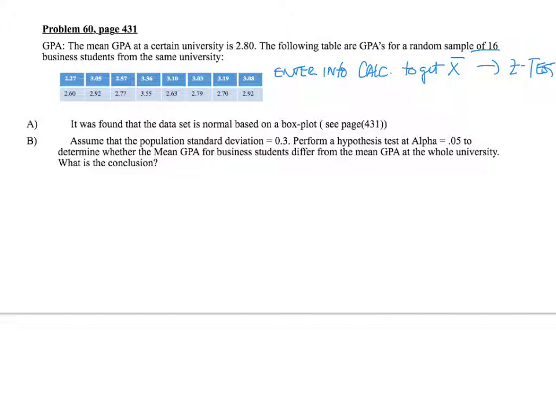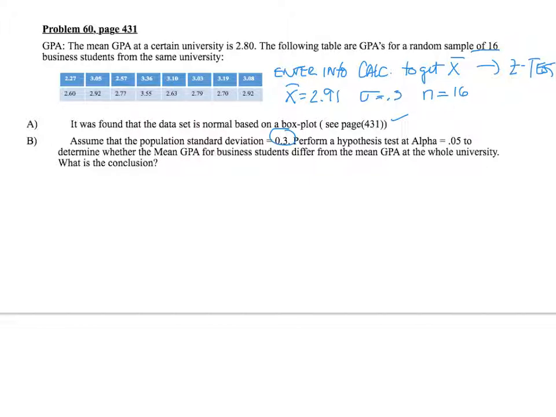But when we enter this information in, I get an X bar equal to 2.91, right, from calculating stats. Sigma, in this case, is right here. It's 0.3, and N is equal to 16. Now, if you go to page 431, you'll see a box plot. It's normal, so we'll move on.